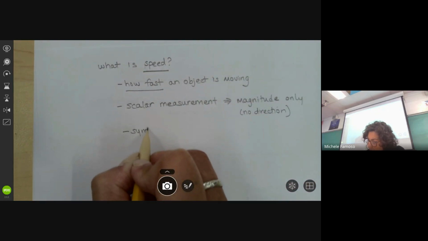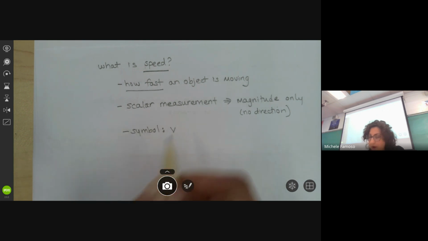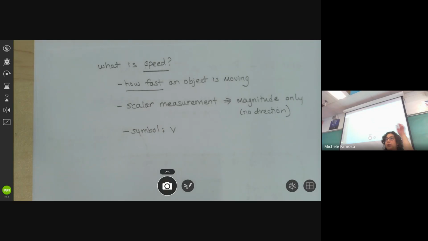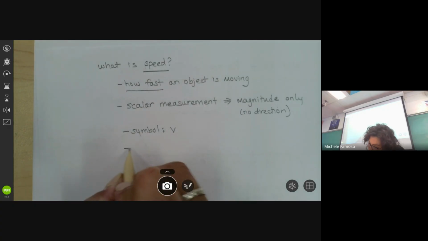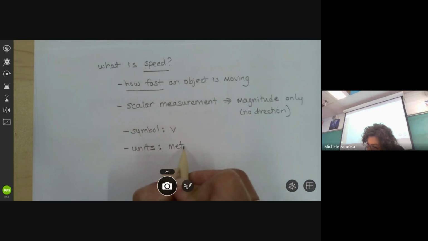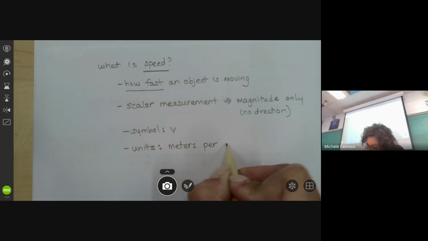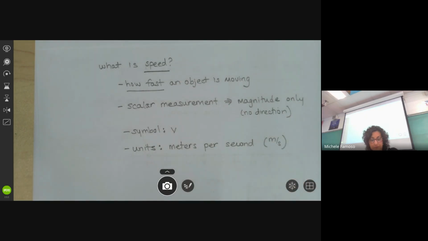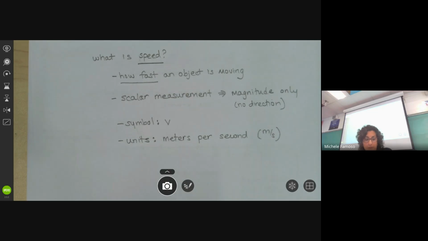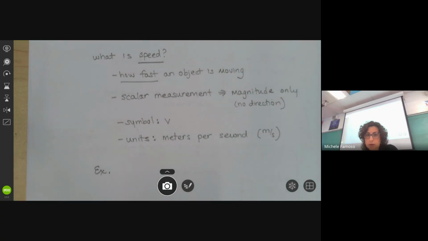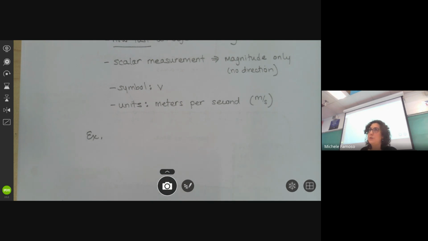The symbol that we're going to use for speed is also a V, but because it's a scalar, we do not put the arrow over the top. And the units that we're going to measure this in, again, in the metric system, are meters per second, m/s. Okay, so let's play a little game. I'm going to give you 4 measurements, and I want you to tell me what they are measurements of.